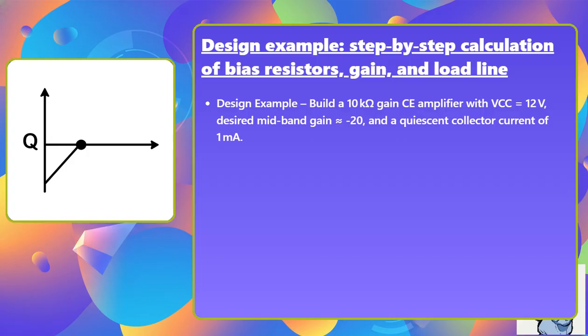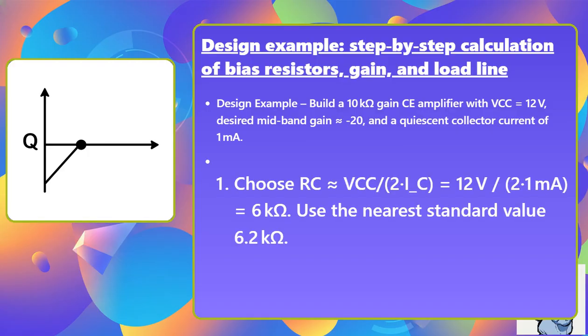Design example: build a 10 kilo ohm gain CE amplifier with VCC equals 12 volts, desired mid-band gain approximately -20, and a quiescent collector current of 1 milliamp. Step 1, choose RC approximately VCC divided by 2 times IC, equals 12 volts divided by 2 times 1 milliamp, equals 6 kilo ohms. Use the nearest standard value, 6.2 kilo ohms.